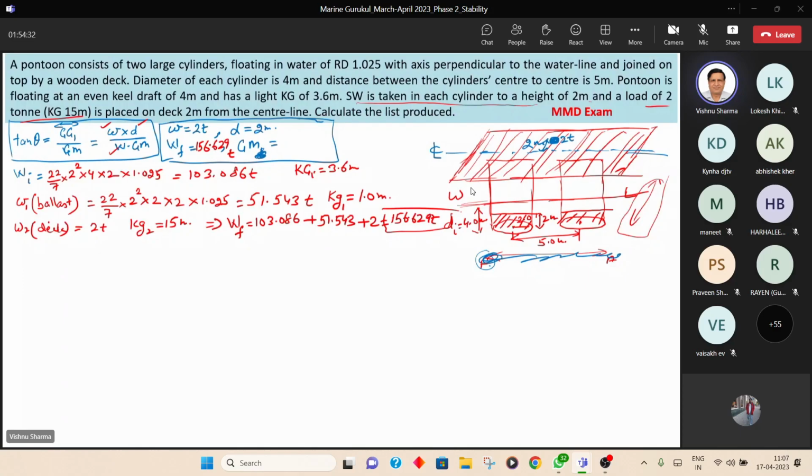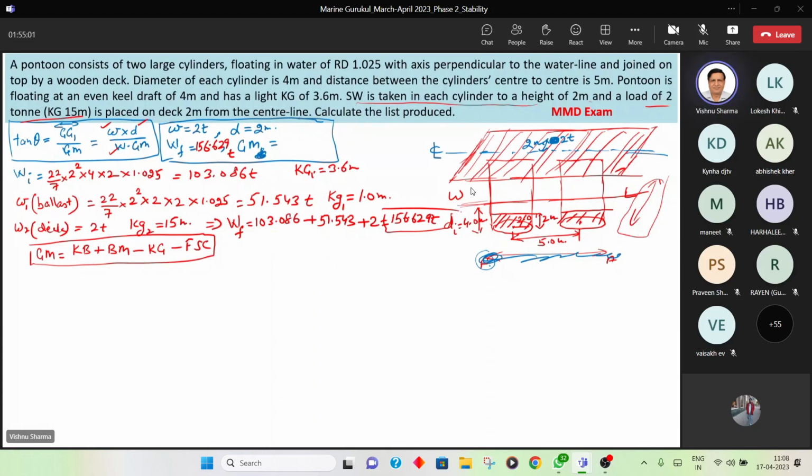Okay. We have just in the previous question seen that GM is equal to KB plus BM, which gives KM minus KG minus FSC. Yes or no, guys? Yes, sir. So we have to get all this now. Now, in this case, first look at the diagram.